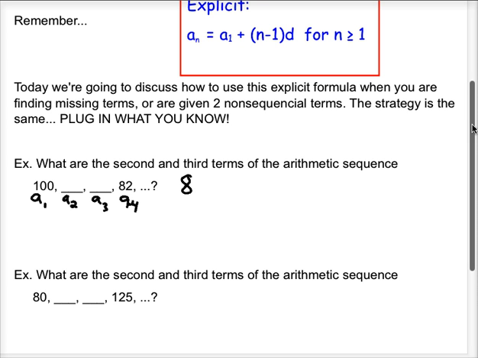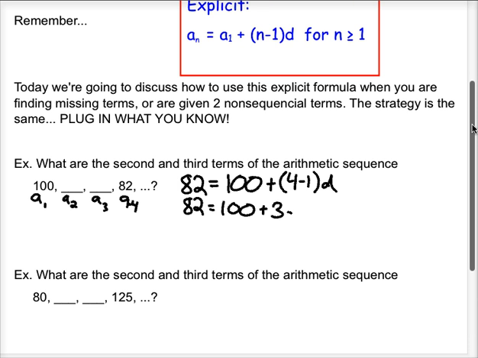So we know 82 is going to equal A1, which is 100, plus, now here that n minus 1, well, we know we're talking about 4. So 4 minus 1 times D. So really we're plugging in A_n and A1 in order to find D this time. A little bit different than what we've done before. So 82 equals 100 plus 3D.